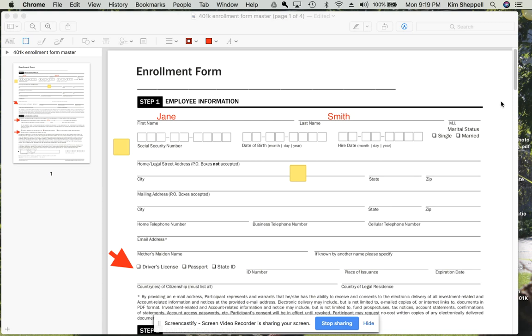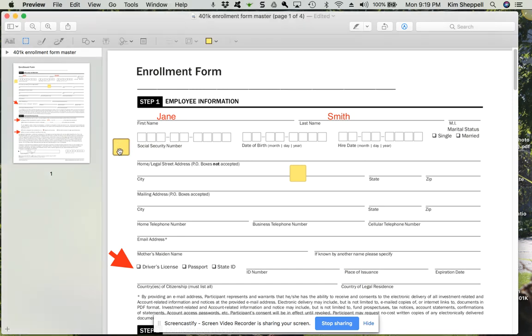Here is the Fisk 401k enrollment form. We are going to walk you through the components so it's familiar to you when you're ready to fill it out. As you can see up here, name, first name, last name in red, you will put that in.